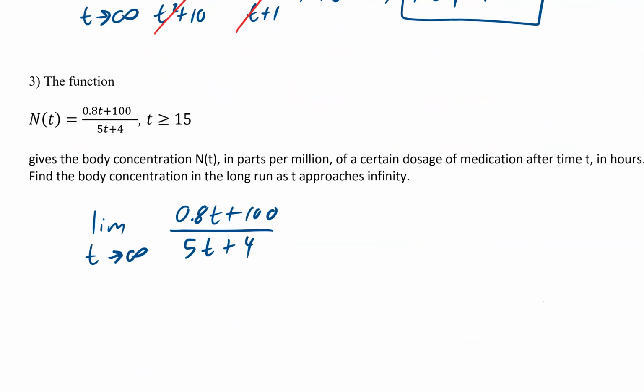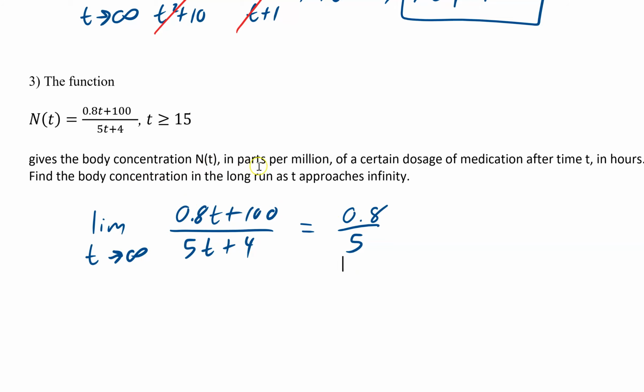So here we go. On this one, the t's are the same, so we have the same degree. And if you remember, when the degrees are the same, it's just the leading coefficients. So we end up with this. So it's saying that the body's concentration N of t in parts per million of a certain dosage of medication after time t in hours. Find the body concentration in the long run as t approaches infinity. So as t is approaching infinity, this is going to this.